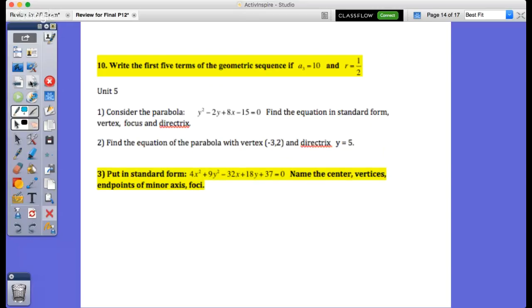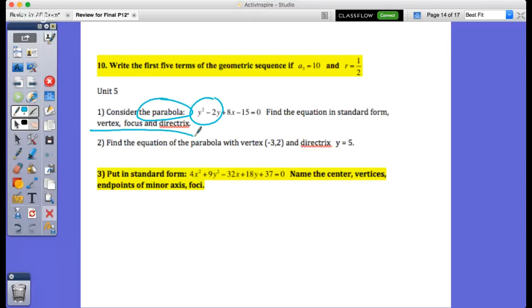As we go to unit 5, it's pretty self-explanatory with the parabola. What do we want to get it in? You gotta get the y's and the x's on the same side: whatever's squared stays on the same side, and everything else moves to the right side. And then notice how to find the vertex, focus, and directrix.